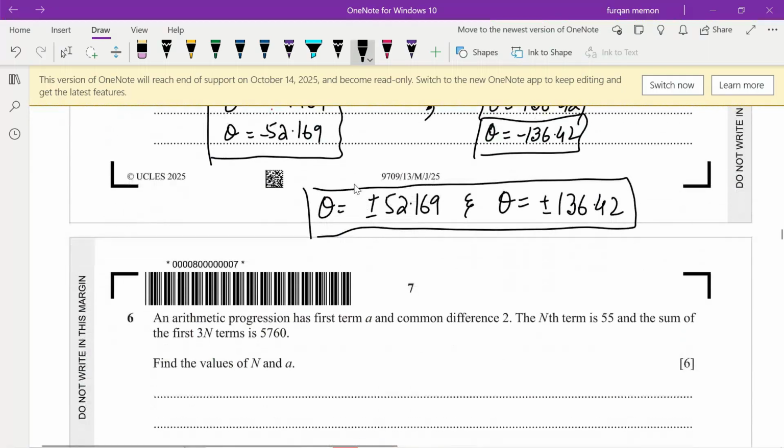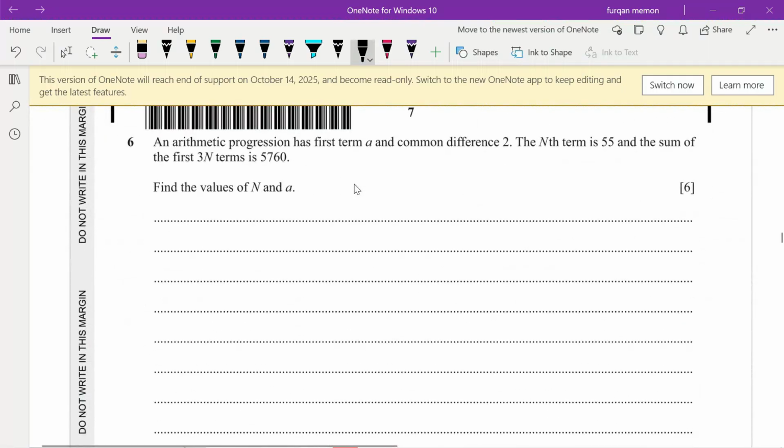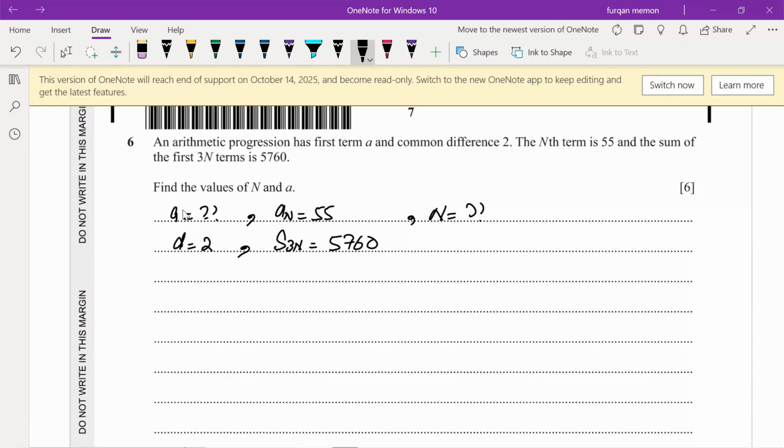Okay, let's move to question number 6. An arithmetic progression has first term a and common difference 2. So we have a is unknown and d is equal to 2, and the nth term is 55. So a_n is 55, and the sum of the first 3n terms is 5060. Find the value of a and capital N.